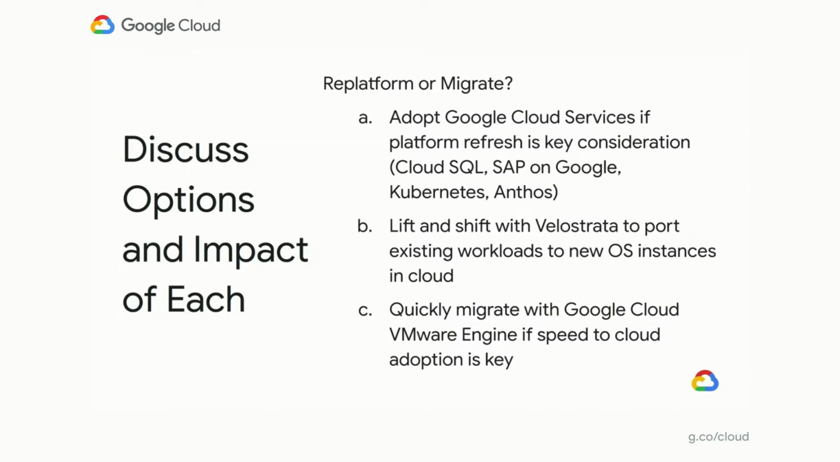But I may have to do some lift and shift. I may have applications that are legacy applications, Windows 2003, and those resources that I want to bring to the cloud. So do I bring those applications onto new OS instances on the cloud, or do I just migrate that workload? Things like Velostrada streamline that automation for us. Or quickly migrate with the Google Cloud VMware Engine.